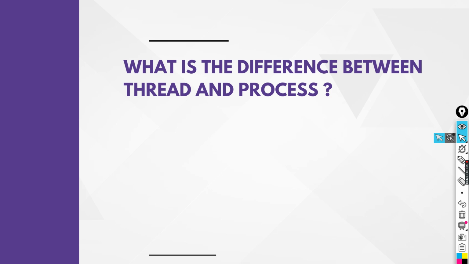For isolation, processes are independent, while threads within the same process can affect each other. Creation overhead: creating a process is resource intensive, whereas creating a thread is lightweight. Crash impact: a process crash does not affect others, but a thread crash can impact the entire process. As for use cases, processes run separate applications while threads handle parallel tasks within a single application.